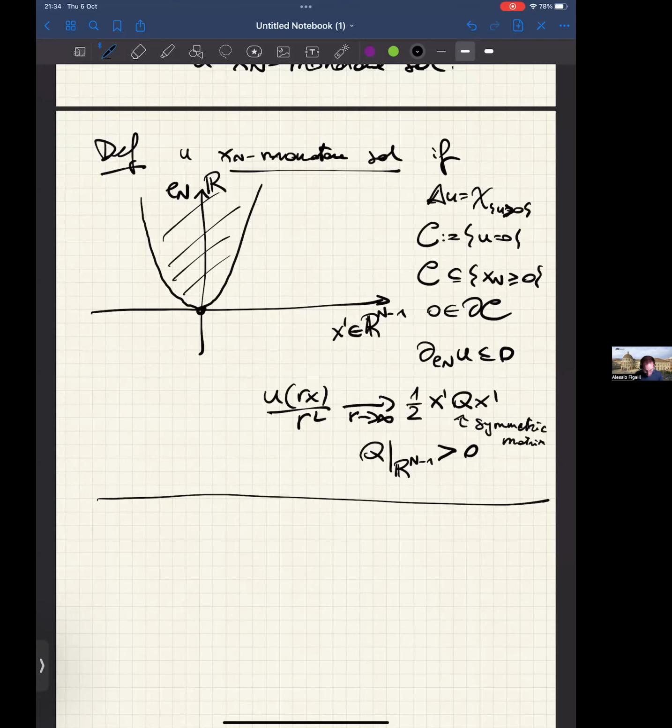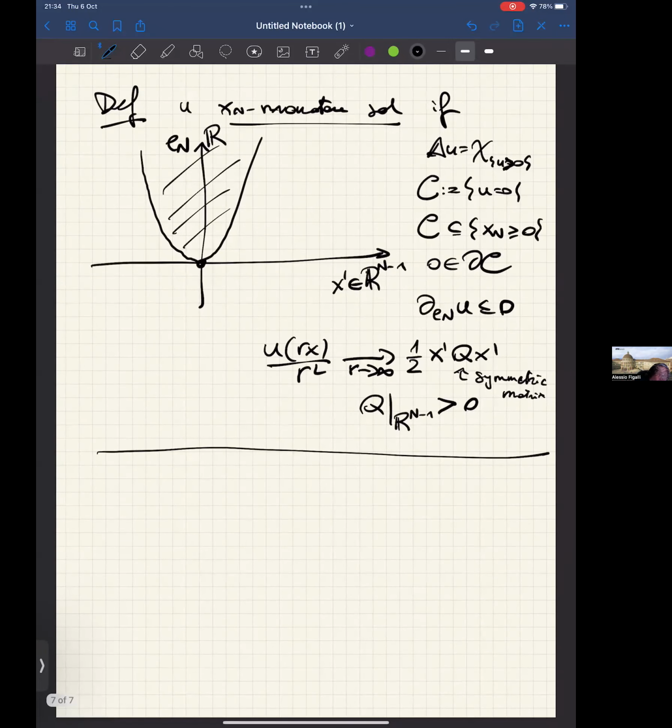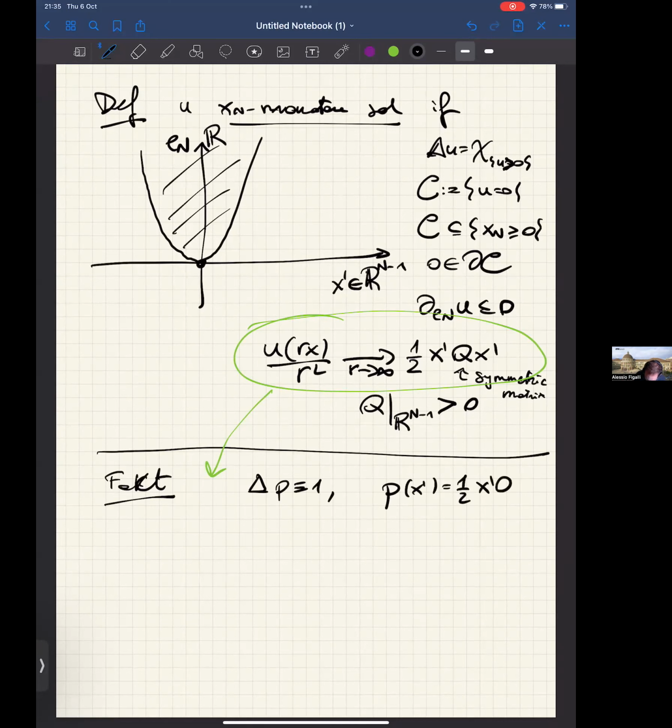But the key point is that you can prove the following fact. If you take this polynomial that you get at infinity, the Laplacian of P is identically 1, where P of x' is the polynomial x'·Qx'. If you do this blow down, so you look at the solution at infinity, the Laplacian of u is 1 more and more as you go to infinity, because there is less and less contact set, so in the limit this polynomial has Laplacian identically 1. Which means that if you look at the Laplacian of u minus P, this is minus the characteristic function of the contact set. So the Laplacian of u minus P is supported in the contact set.